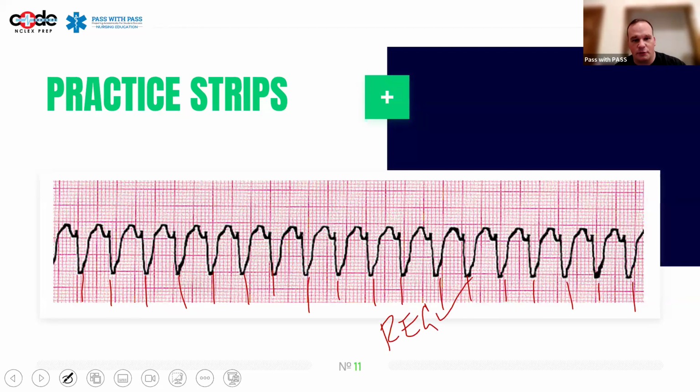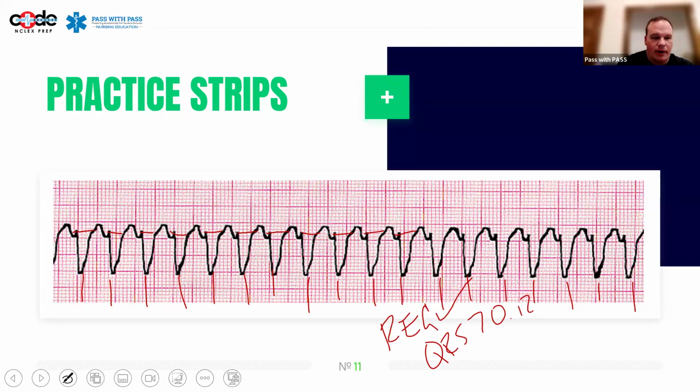Look at my QRS width. Is it narrow or wide? It is definitely wide, right? So I'm definitely at greater than 3 small boxes from beginning to end. So my QRS is greater than 0.12 seconds. So I have a wide QRS complex.